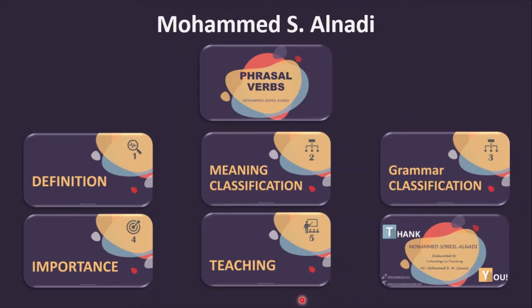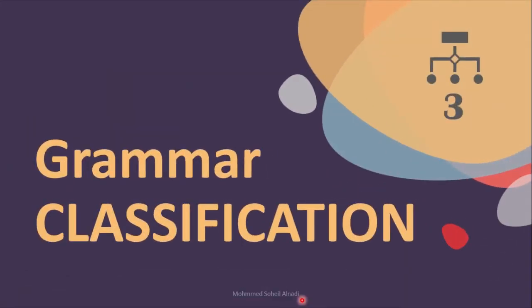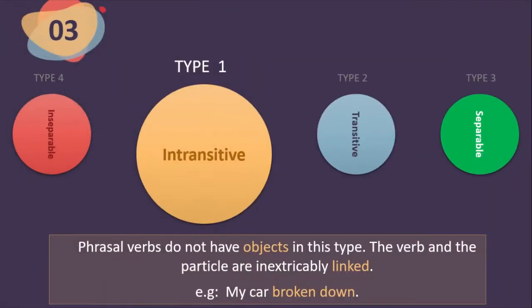Now let's go to the third slide, of course, but with the contents. But let me say this is the second classification, which is a grammar classification. There are four types in this classification of phrasal verb as follows. You can see here. Type 1, intransitive. It is the same as in simple verbs.